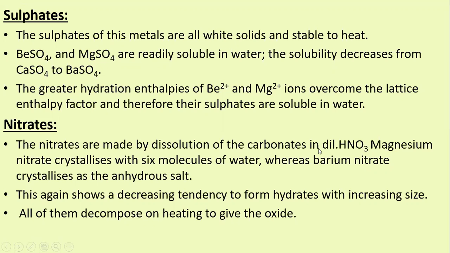So now when we check with the nitrate, the nitrate is made by dissolution of the carbonate in dilute HNO3. So what we have to do is make a nitrate solution with dilute nitric acid. From this, the carbonate in nitric acid will form the nitrate compound. Okay, that is, magnesium nitrate crystallizes with 6 molecules of water.